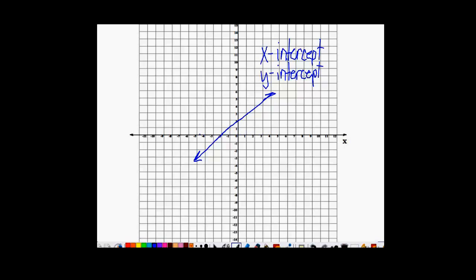So remember that the horizontal axis is the x. So where does this line cross the x? Right there. And that is -1, -2. So the x-intercept is -2. So you just simply write x-intercept equals -2. Where does it cross the y? Right there. It crosses the y, which is vertical, right there at +2. So the x-intercept is -2. The y-intercept is +2.